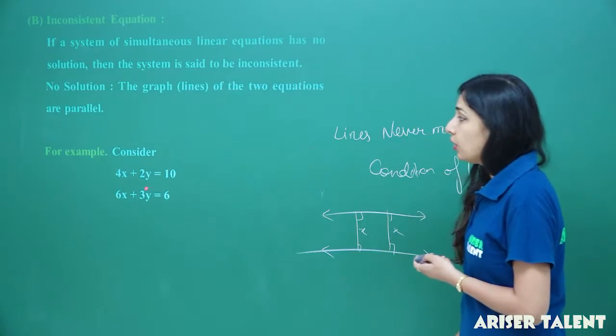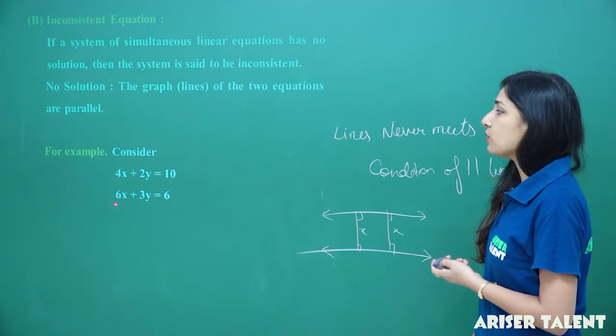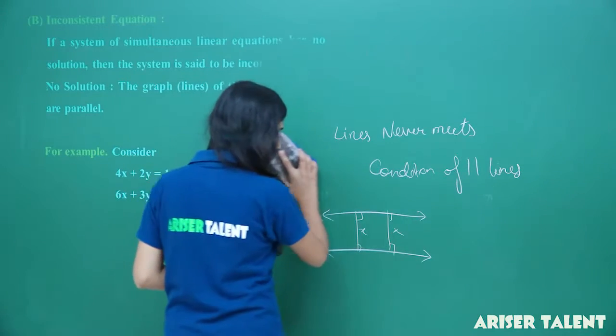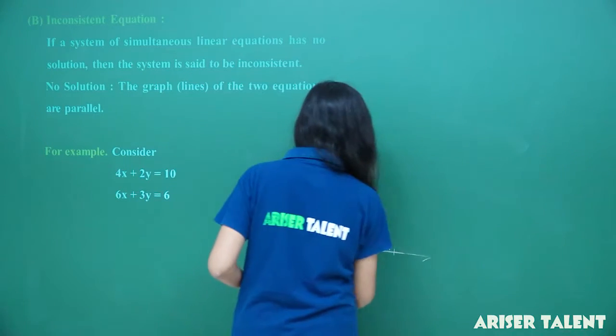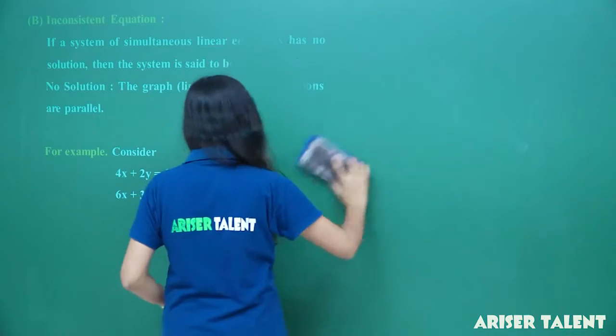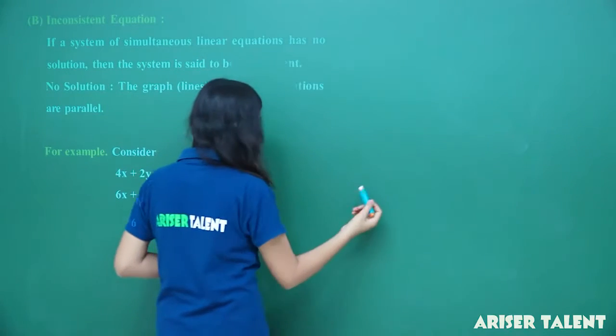For example, 2x plus 4y equals 10 and 3x plus 6y equals 6. Now how will you make the graph of this? I have told you how to make graphs, right or wrong? Tell me.